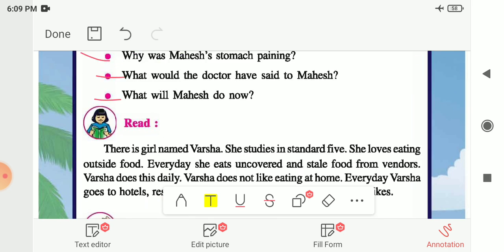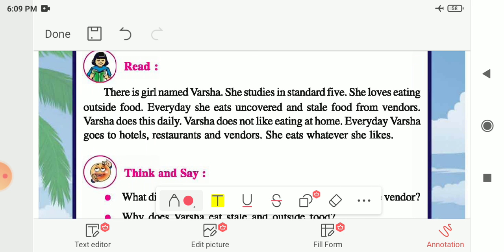Now another reading section is given to you. It is about Varsha. There is a girl named Varsha. She studies in standard 5.